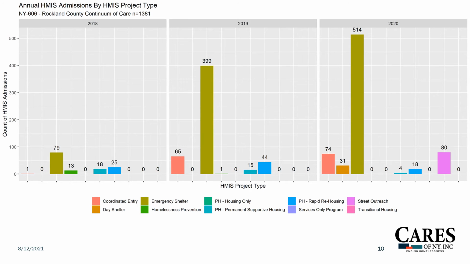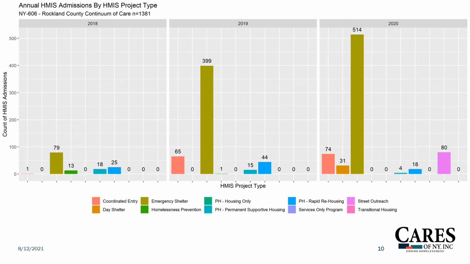So we take the previous visualization and we break it out year over year. We can see a few points. First, homeless prevention essentially ended in 2018. They only had one client admission in 2019. And the second point is coordinated entry grew from its infancy in 2018 to a sustainable program in 2020. Street outreach and day shelters are new program types in 2020.